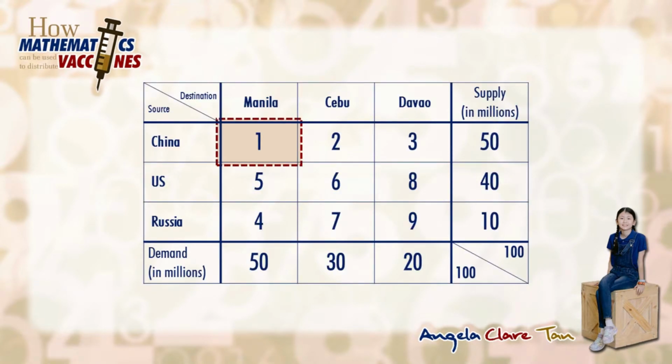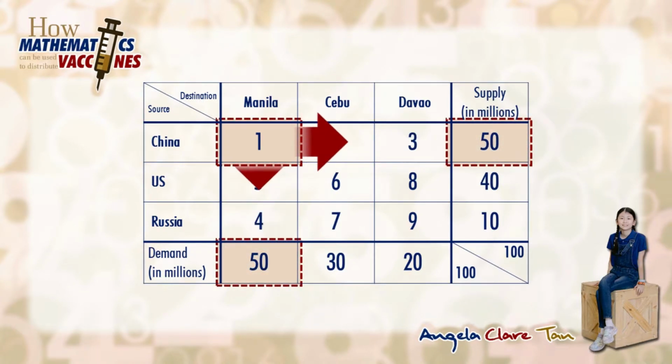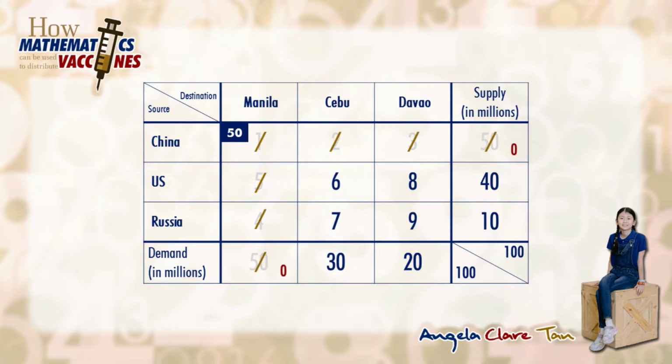According to the least cost cell method, the least cost among all the cells in the table has to be found, which is 1. Now check the supply from that row and demand from that column and allocate the smaller value to the cell. In this table, China can supply 50 million and the demand is also 50 million. Since supply and demand are equal, we allocate 50 million. Next, cancel the row or column whose supply or demand becomes 0 after allocation. Now we have 4 remaining cells.